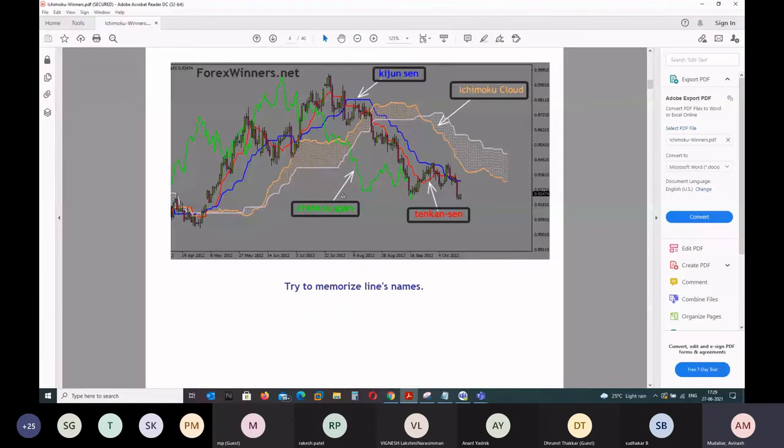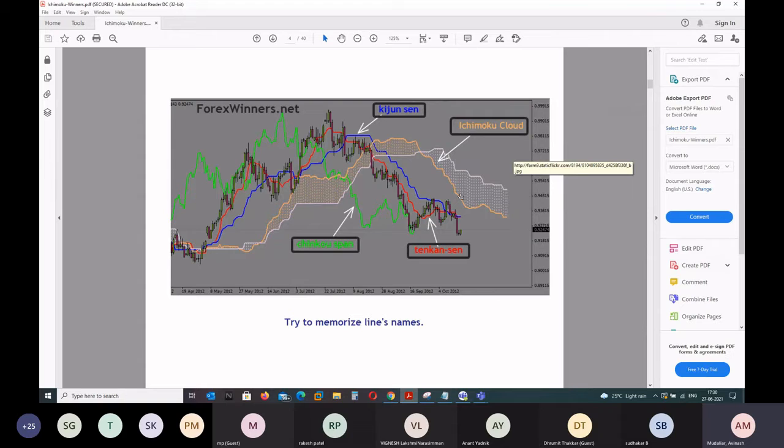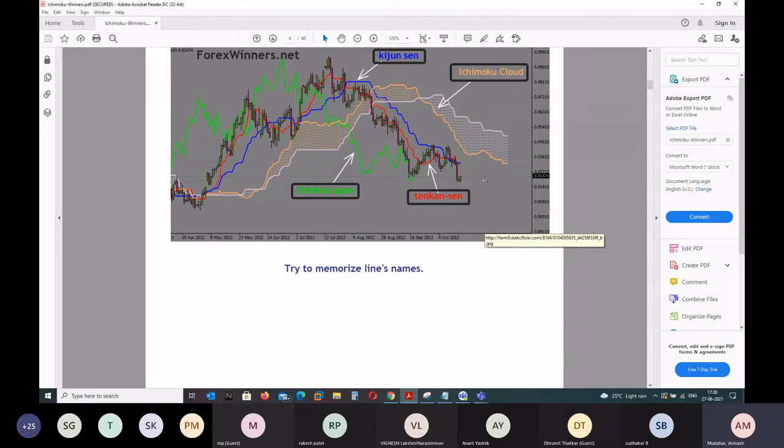Okay, so that was Chikou span. Now the fourth and fifth components, they both combine and form the cloud. We call it cloud in the Western world, and it is known as Kumo in the Japanese language. So you call it Kumo. The cloud has two lines. Two lines together form the Ichimoku cloud.